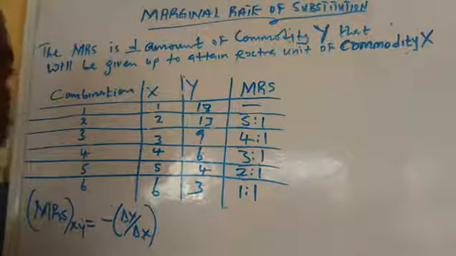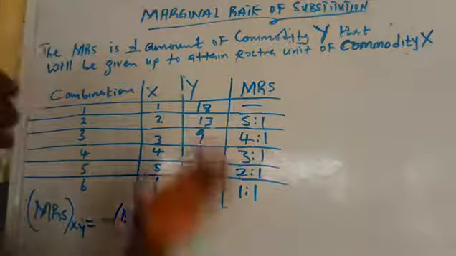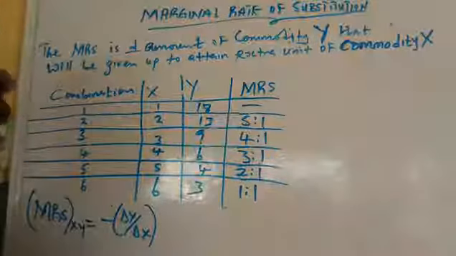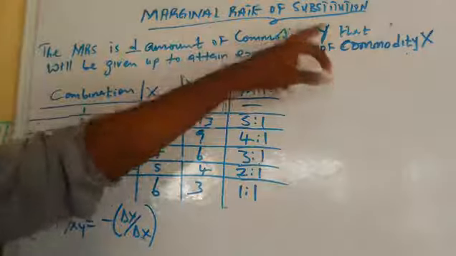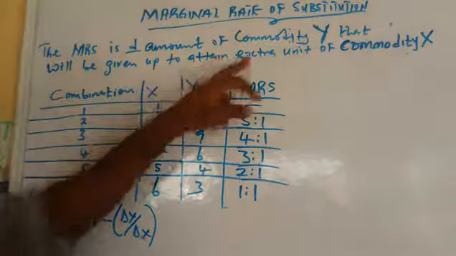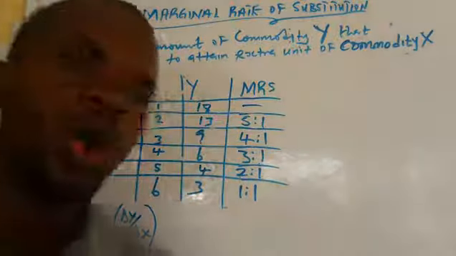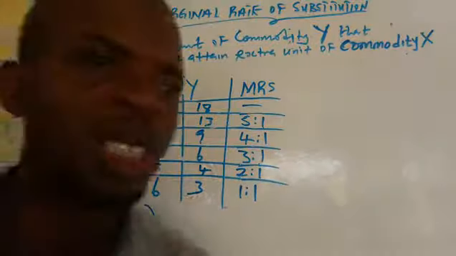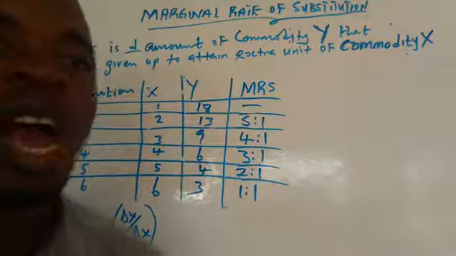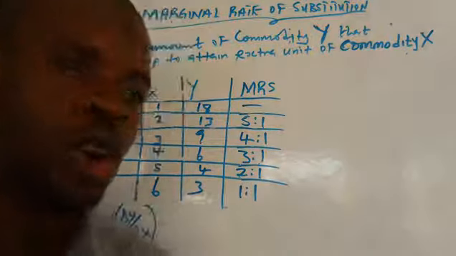In this video, we are going to be looking at marginal rate of substitution. By marginal rate of substitution, we are looking at the amount of commodity Y that will be given up to attain an extra unit of commodity X. When you talk about marginal rate of substitution, you are looking at the number of a particular commodity that will be given up in order to have extra units of another commodity.